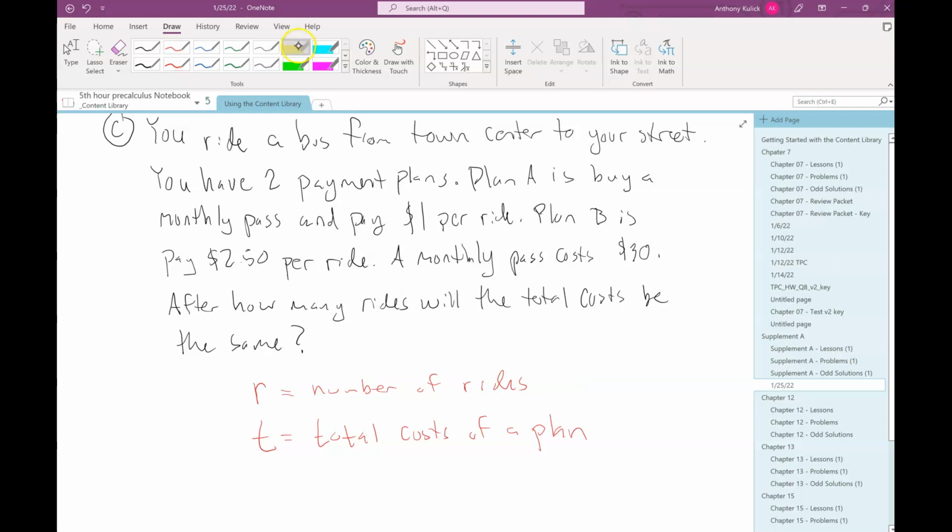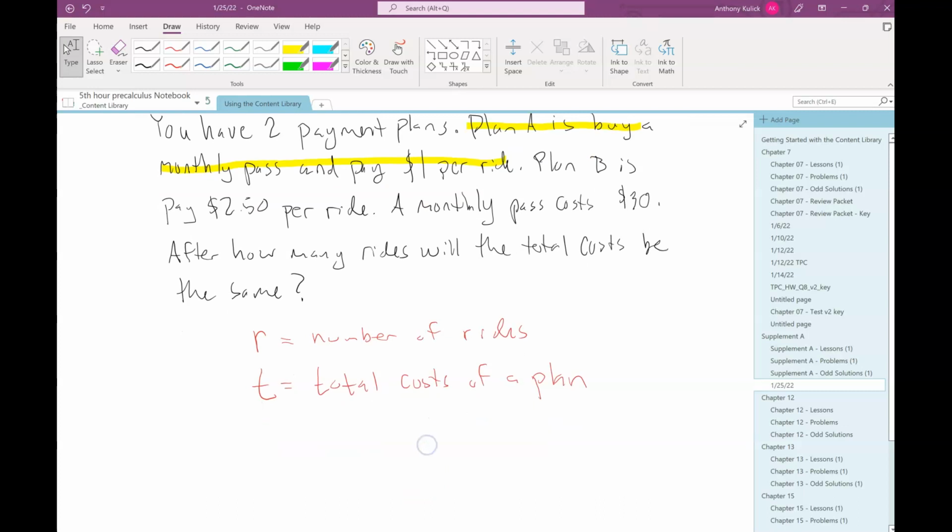All right, so let's look at plan A then. Let's start by writing that equation. So it says plan A is to buy a monthly pass and pay $1 per ride. So since we're talking about paying for things, whether a monthly pass or the cost of a ride, those are going to make up my total costs, right? Okay. So it says we have to buy a monthly pass, which is how much? $30. And then pay $1 per ride.